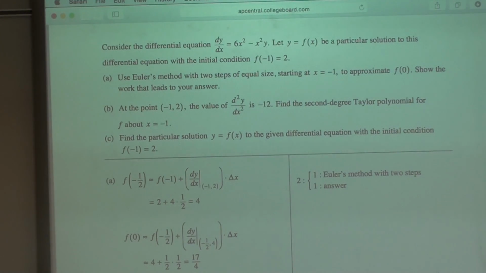Yes, very good. All right, so the original point was (-1, 2). You have your first slope would be 6 minus 2, so 4. So here's your slope. Plug in. Okay, and you got that. And yeah, that's correct.